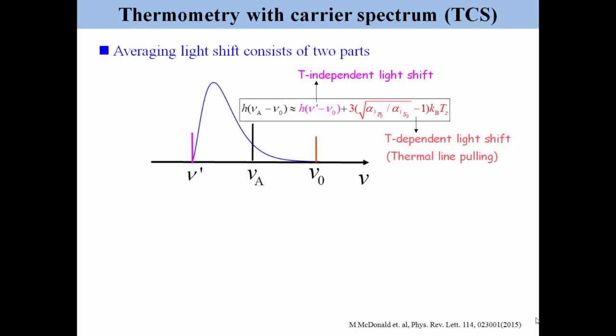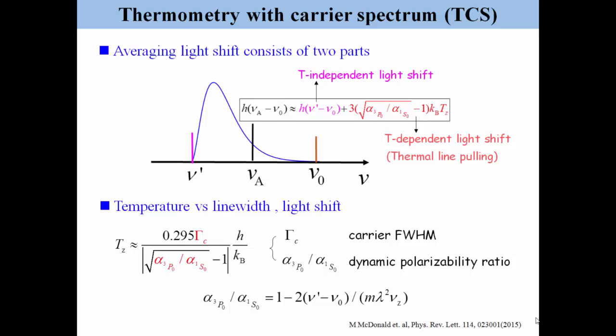Here, I want to emphasize 2 facts. The first one is the averaging light shift consists of 2 parts. The first one is the temperature independent, and the other is the temperature-dependent light shift. Here we call it thermal line pulling.